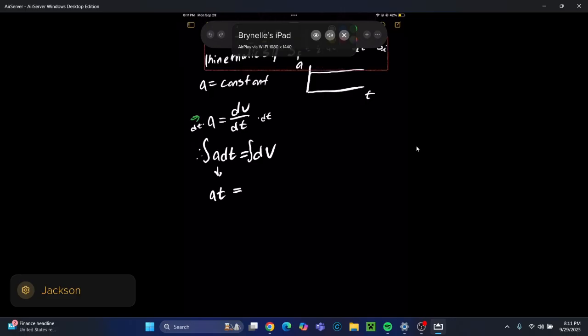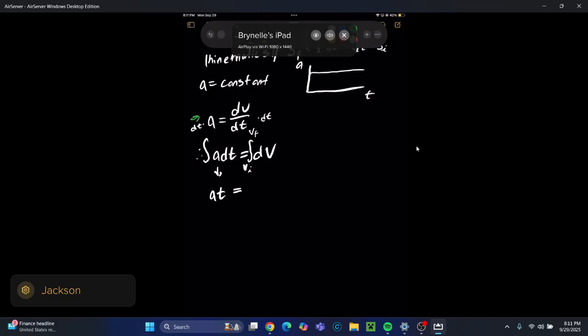But for v, we don't know v. v's changing. v's doing weird stuff, right? So we have some lower bound of v, which is our initial v value. We have some upper bound of v, which is v final.